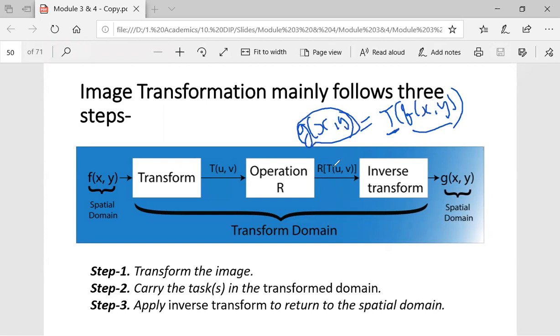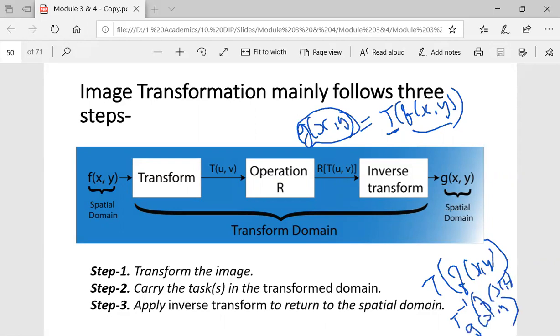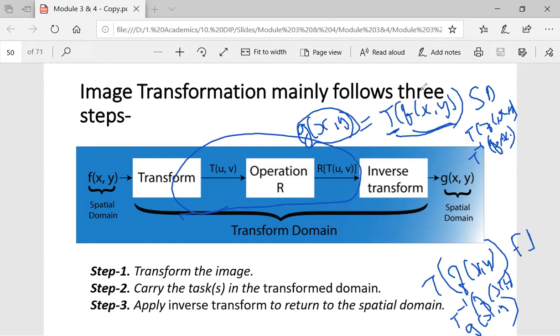But here f of x comma y is first transformed using some transformation, then the inverse transformation is applied, and only then are we going to get g of x comma y. So the difference between the spatial domain and the frequency domain is this. In the spatial domain only one level of transformation was happening. In the frequency domain, there are two levels, that is first a transformation on f of x comma y, and then an inverse transformation. This you can see here.